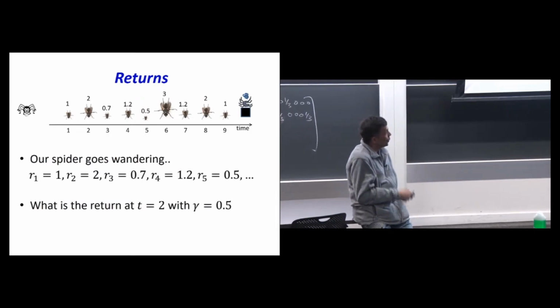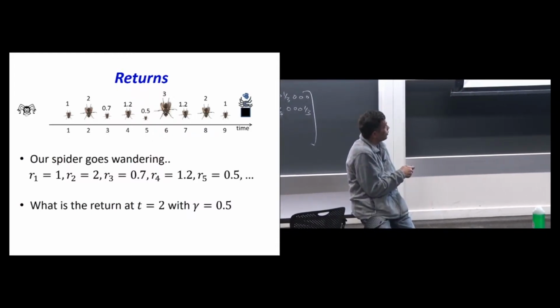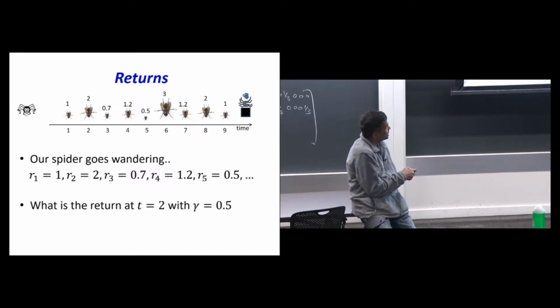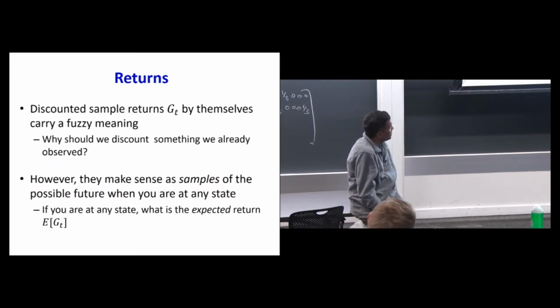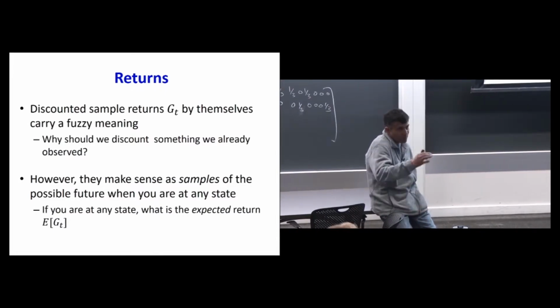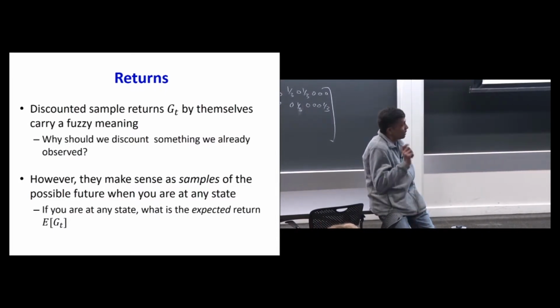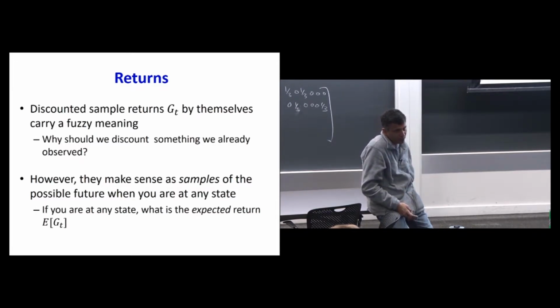And now, what is the return at time t equals 2 with a discount factor of 0.5? It's going to be 2 plus 0.5 times 0.7 plus 0.25 times 1.2 plus 0.125 times 0.5 plus 0.0625 times 3, right? Each time you're going to be halving, and then that's what you'll be adding, right? So discounted sample returns by themselves have a kind of fuzzy meaning. If you've already observed it, why do you want to discount it? It only makes sense if you think of these as samples in one experiment that you want to use as indicators of what will happen in the future, right?